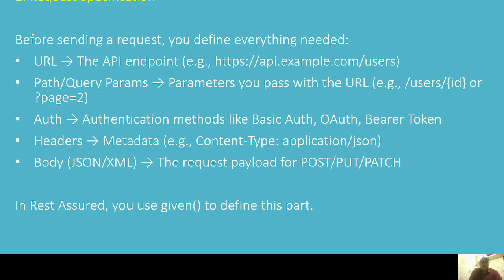In REST Assured, you use given to define this part. Basically, we use given for defining this request specification part.